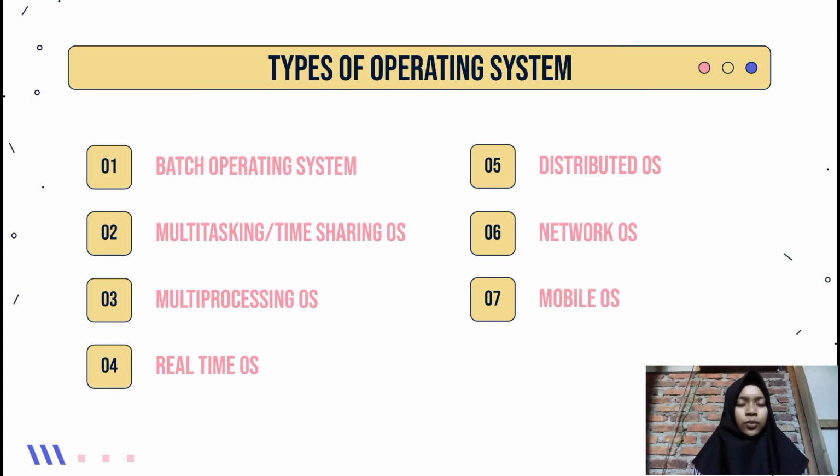And the last, mobile operating system. Mobile operating systems are those operating systems that are especially designed to power smartphones, tablets, and wearable devices. Some of the most famous mobile operating systems are Android and iOS, but others include BlackBerry, WebOS, and watchOS.